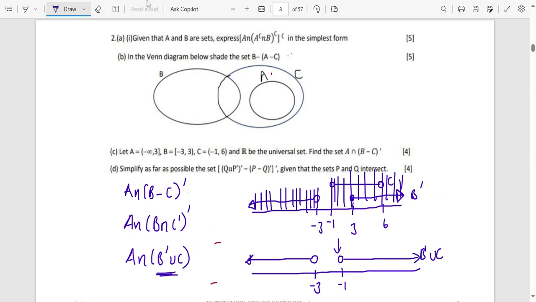It's different from intersection. Intersection would be looking for what is common. Union is combine the sets. Are we okay here? Are we okay?